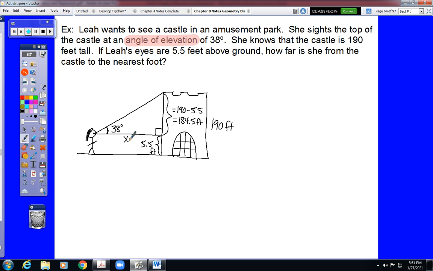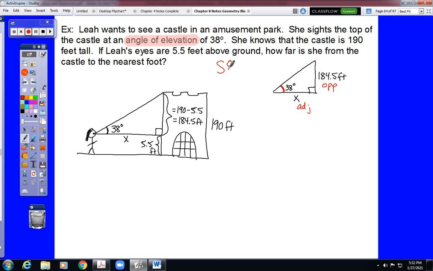We are asked to find out how far Leah is from the castle, which would be the length of the horizontal side of that triangle. So if we remove all the bells and whistles, what we're looking at here is a right triangle with a 38 degree acute angle. The adjacent side is what we're trying to find, x, and the opposite side is 184.5 feet. Okay? So again, like any other SOHCAHTOA problem, based on the angle we're working with, we name the two sides we're working with, just like we did in section 8.4. 184.5 is the opposite side, and x is representing the adjacent side.